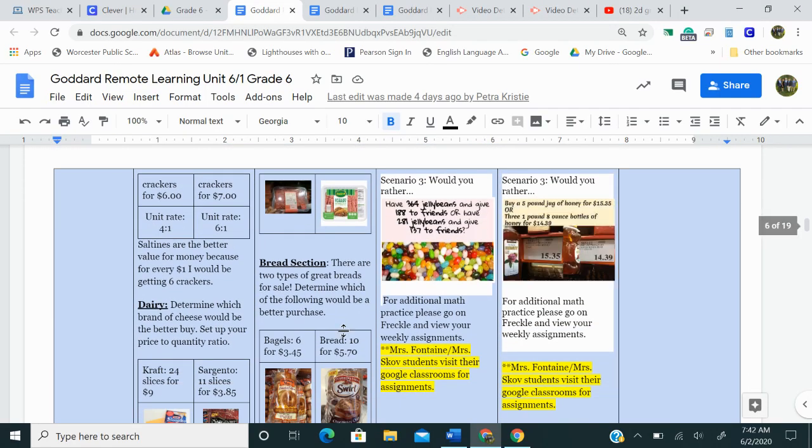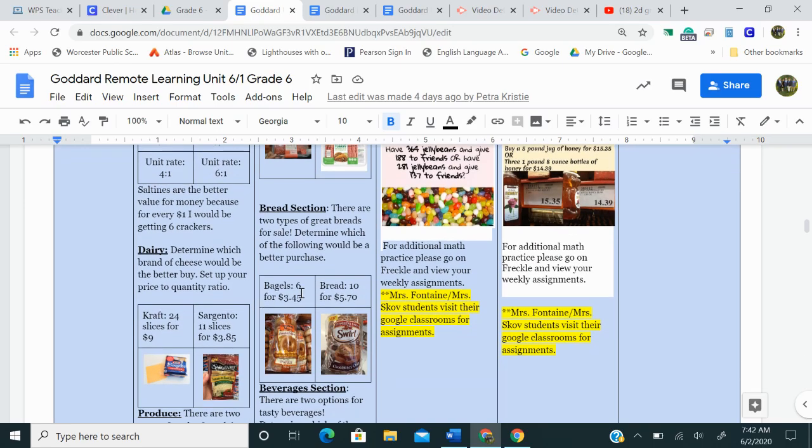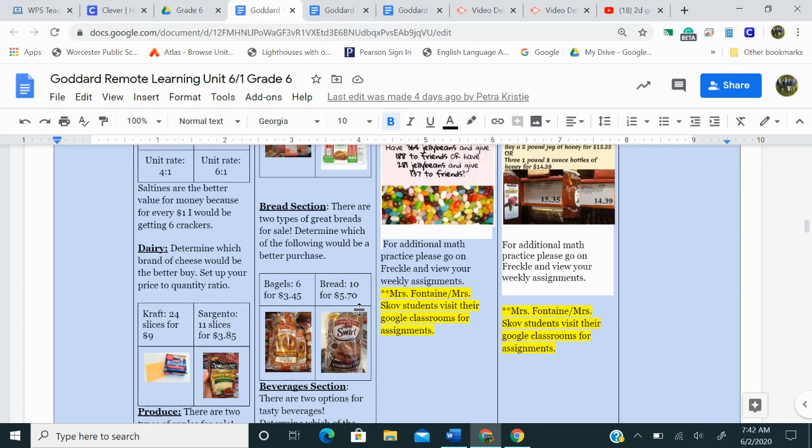The bread section. There are 2 types of bread for sale. Determine which of the following would be a better purchase. Bagels, 6 for $3.45, or bread, 10 for $5.70.